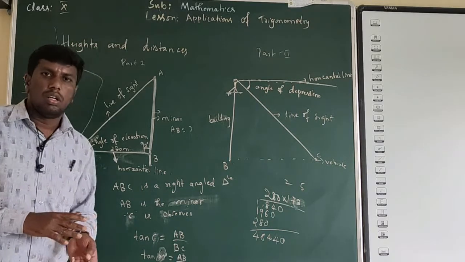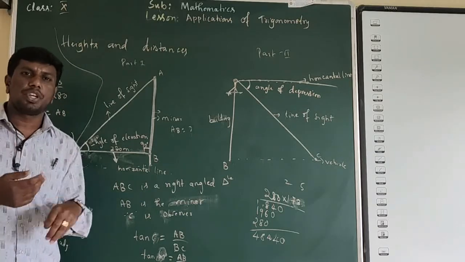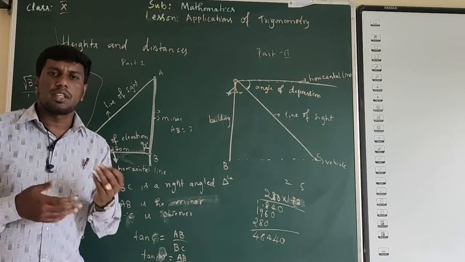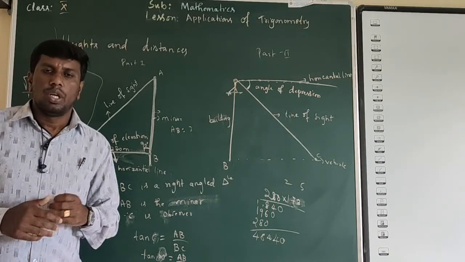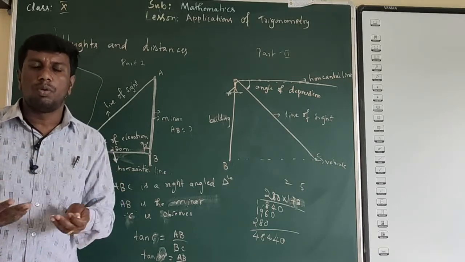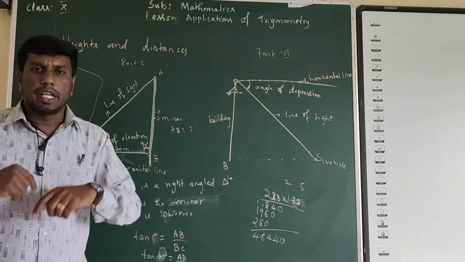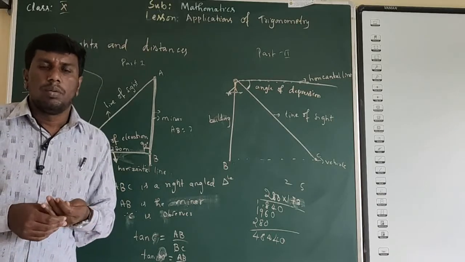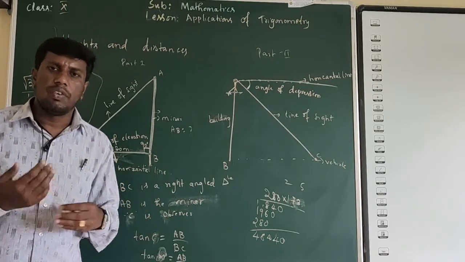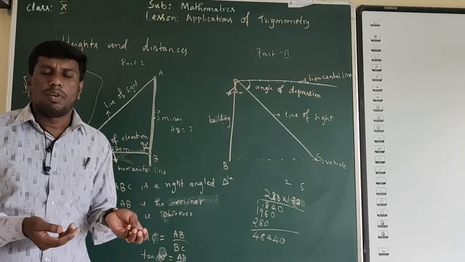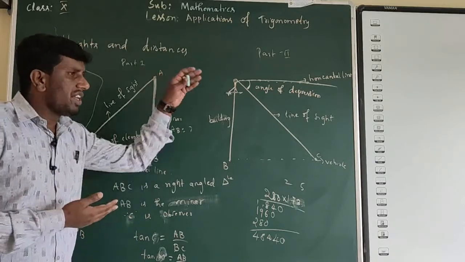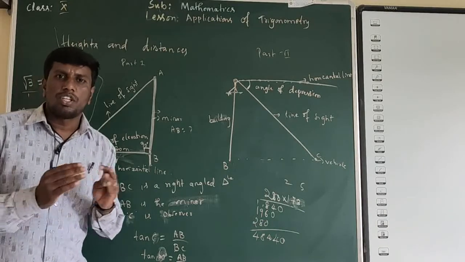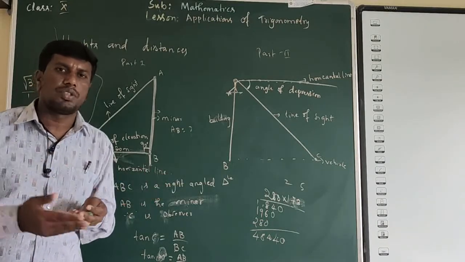Okay, I've given a brief introduction to the applications of trigonometry in today's class. In the next class, I am going to explain a problem: how to draw the diagram of the given problem using the given data, and how to find either the height of an object or the distance between the objects which is asked in the question.